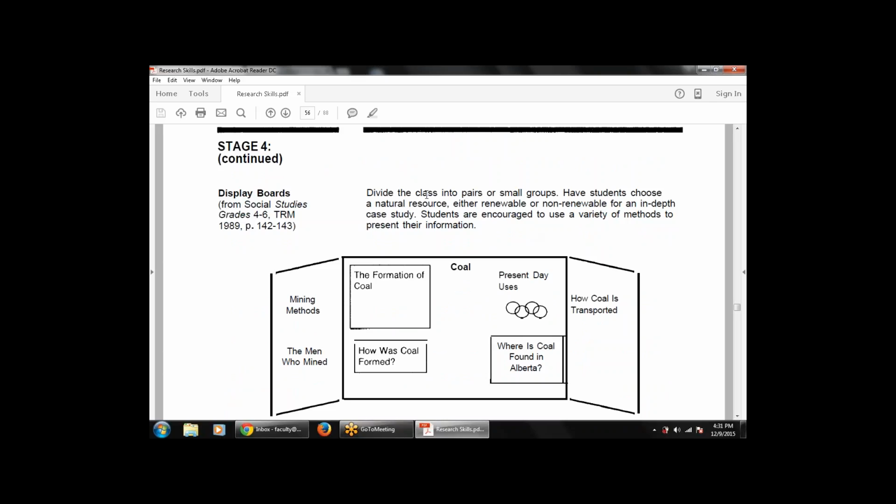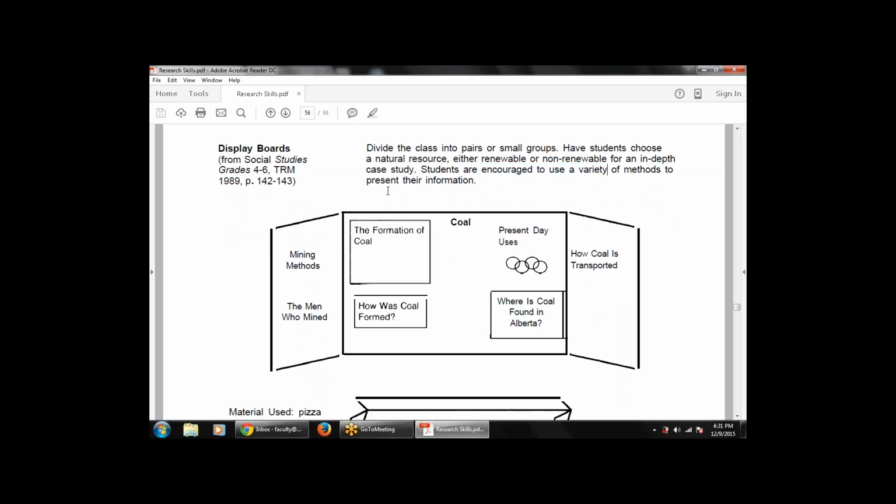It says to divide the class into pairs or small groups. Have students choose a natural resource, either renewable or non-renewable, for an in-depth case study. Students are encouraged to use a variety of methods to present their information. There are a variety of methods used to present the information.